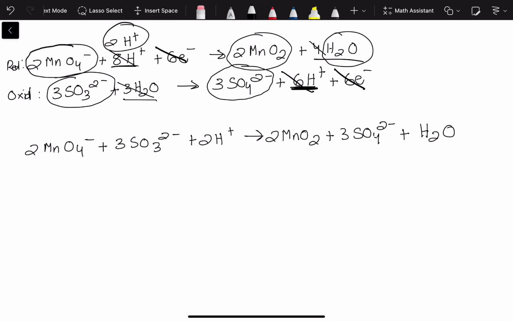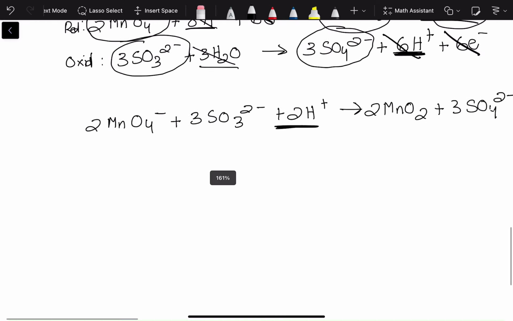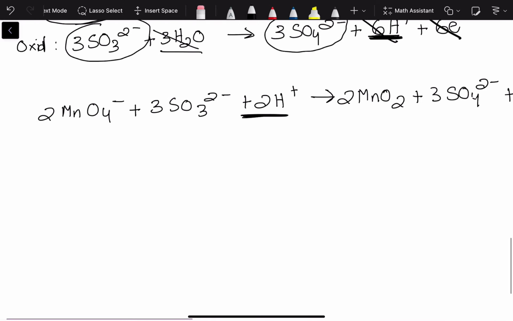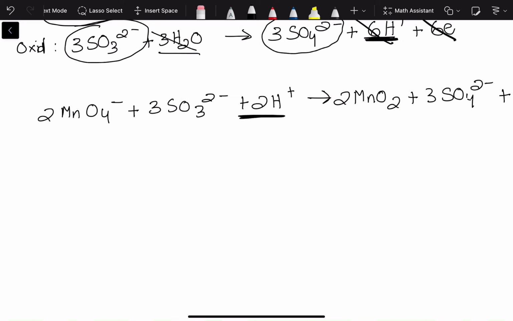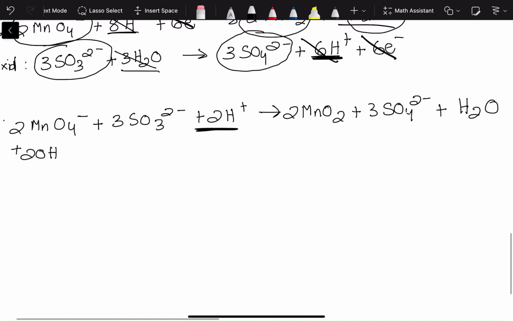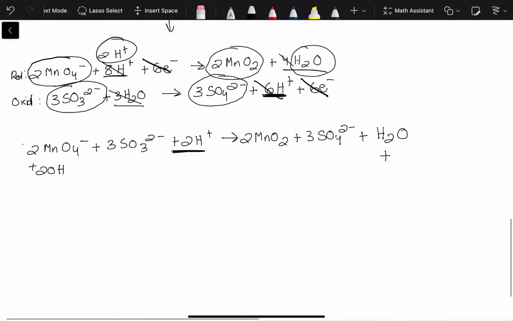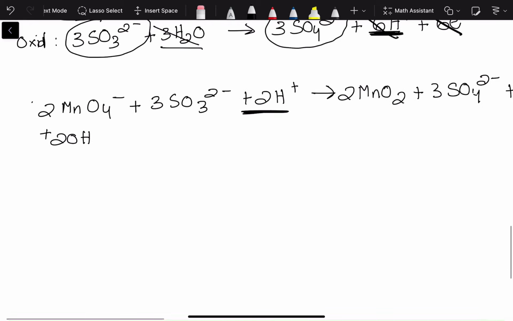Okay, so if this was in an acid solution, then we would be done right here. However, this is in a basic solution, and we have 2 hydrogen plus ions making this equation acidic, and we need it to be basic. So what we can do is add OH minus to both sides, actually. We'll add 2 OH minus to balance out the 2 H plus, and then what we do on the left side, we also have to do on the right side. 2 OH minus.